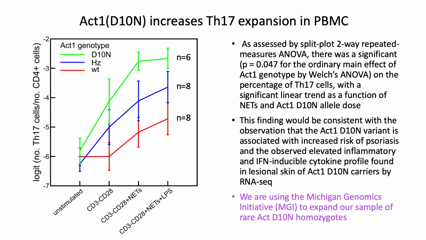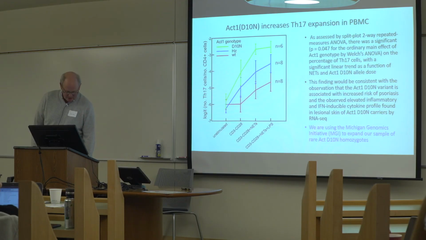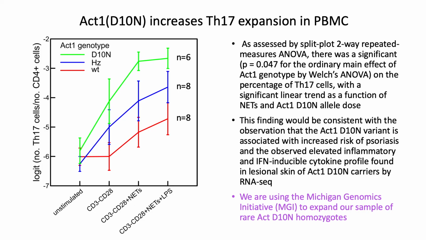And we got a significant difference between the groups. This was only 6 people in the homozygous group, and that's where we're using MGI resources to make this group bigger and make sure we're not missing something.